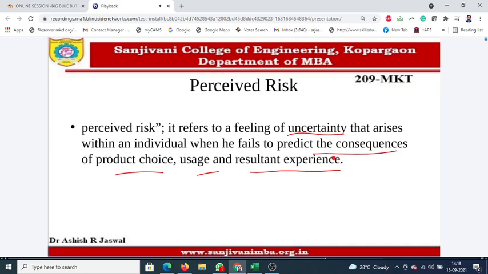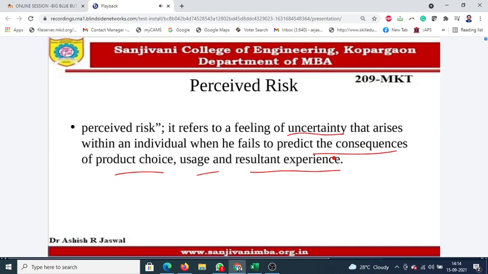Once an individual is going to purchase, he feels that something is going to happen, and that creates a feeling of uncertainty. Now, have you ever thought of why a customer thinks like this? This feeling arises because the consumer cannot judge the certainty of consequences of their purchases.